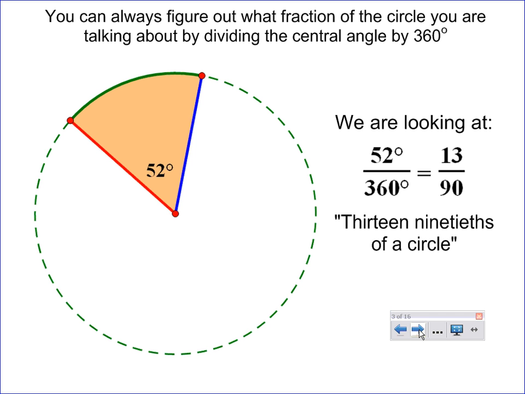You can always figure out what fraction of the circle you're talking about by dividing the central angle by 360. So if we have a 52-degree angle, that means we have a 52-degree arc, and 52 out of 360 is 13/90ths of a circle.